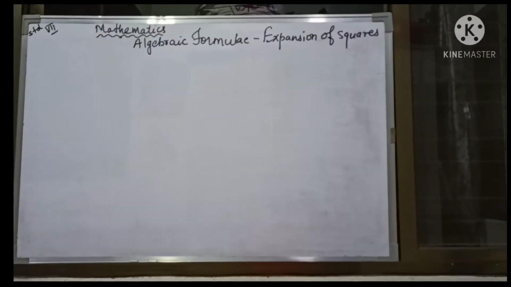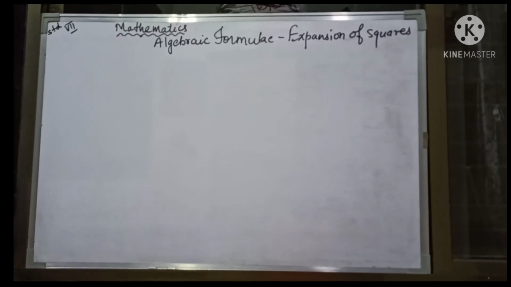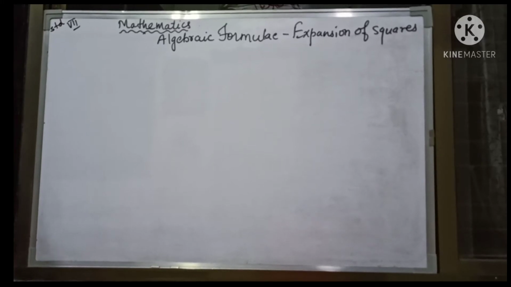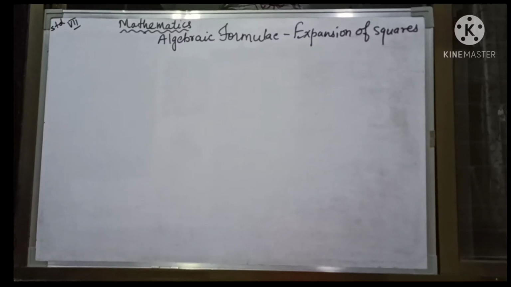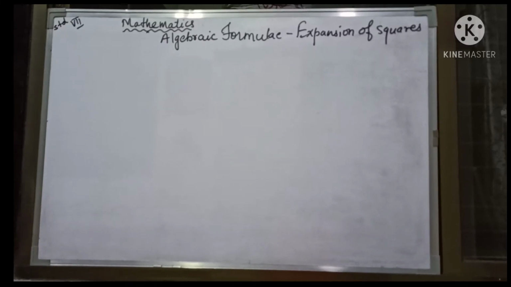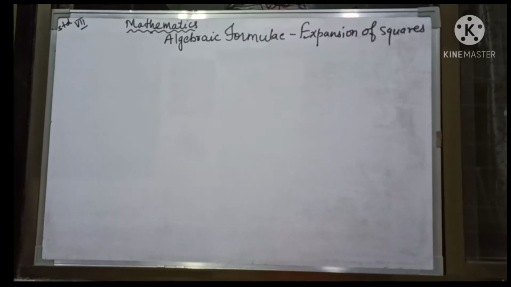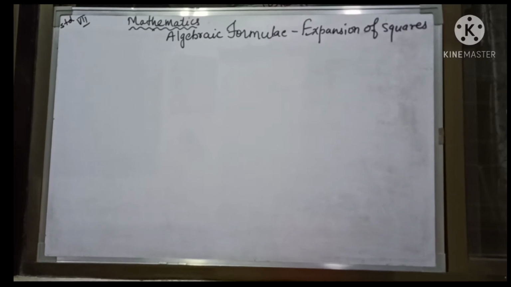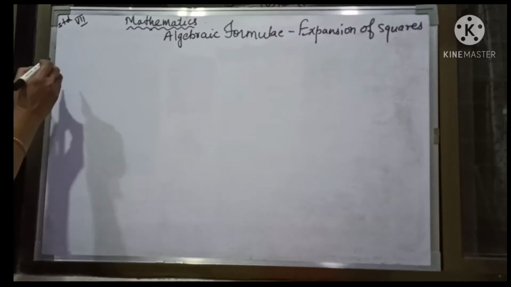Welcome students. We are going to learn about the next chapter, algebraic formulae and expansion of squares. The product of algebraic expression is called the expansion of that given binomial. So in this video we are going to learn how to expand the given binomial, or how to find out the square of the given binomial. For that we are going to need the two formulas for expanding the given binomial. So let us see the two formulas.